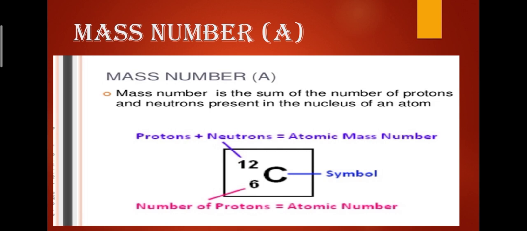When we represent the mass number and atomic number of any element, it is represented like this. So here you can see the symbol C for carbon. The mass number will be at the superscript, and the number of protons, or we can say the atomic number, will be in the subscript. So atomic number will be written in the subscript, here it is 6, and mass number will be written at the superscript, here it is 12.